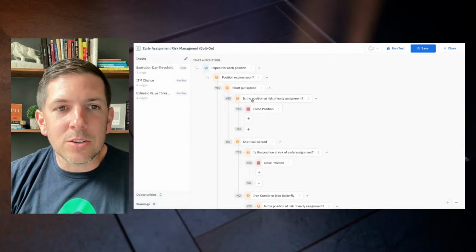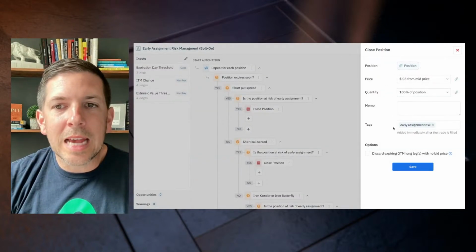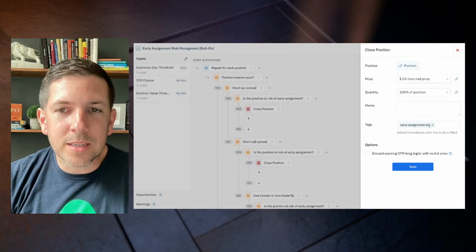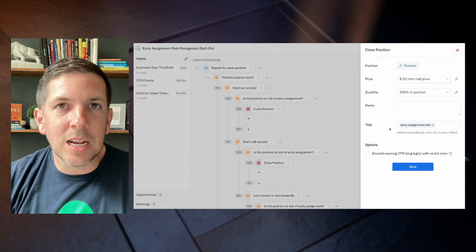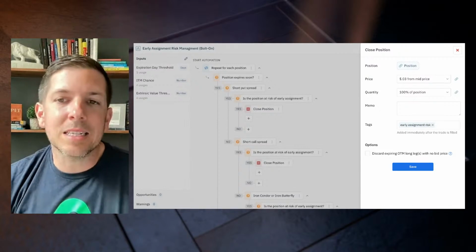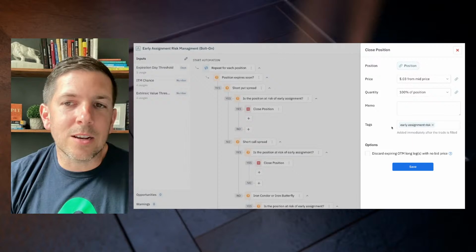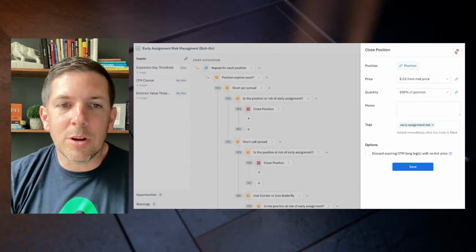If all of those things are true, then I tell the bot, yes, close the position and tag it early assignment risk so that I can monitor and manage it later on inside my stats and automations and tracking everything. I can see what positions were removed and why they were removed. In this case, I can just add a tag that says early assignment risk.